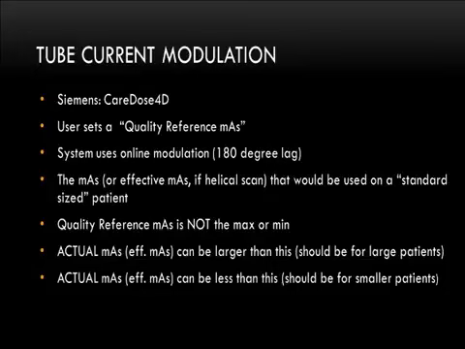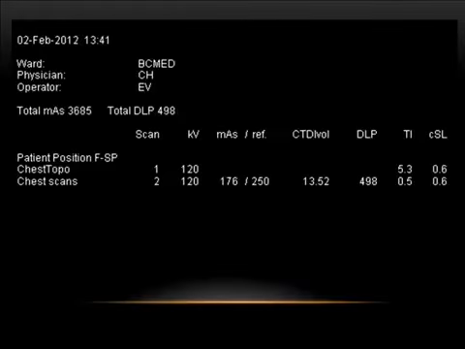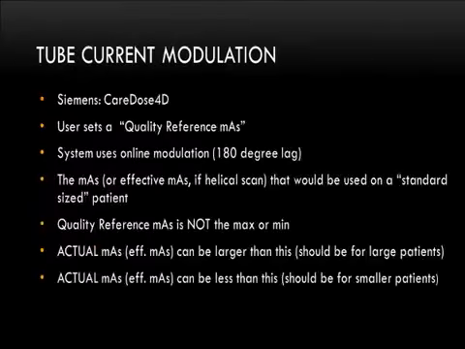The actual mAs or effective mAs can be larger than this, and it should be for larger patients. You're saying this is what I want for a standard size patient. For a larger patient, I do want that to go up. I want better image quality than what I would have gotten at that same mAs. It can be less than this quality reference mAs for smaller patients. You'll see in that dose report here's the quality reference mAs and here's the actual average mAs. And that probably means that patient was smaller than standard. So just be aware of what that term means.